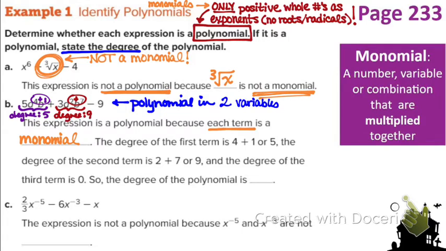Trent, help me out. How many letters does this very last term have? How many variables? None. What would the degree be if there are no variables? Remember here, what'd you say? 0. Absolutely correct. Make a note in your book, please. Degree 0. There are no variables.